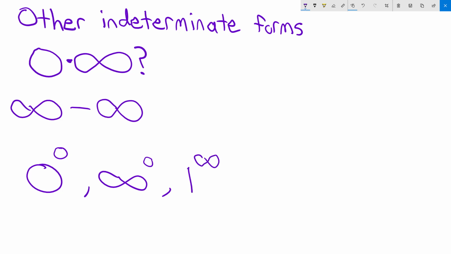A lot of these really depend on which direction you're coming from, or what is more dominating as a behavior. For instance, 1 raised to the infinity, it probably makes sense that thinking of 1 multiplied by itself over and over an infinite number of times is just 1. But what you have to be careful of is which direction you are approaching 1 from. For instance, something close to 1, like 0.99, raised to a very large number, actually goes towards 0.